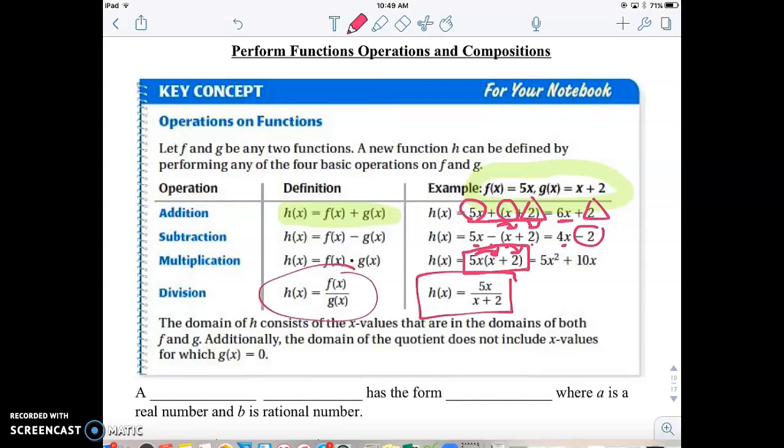Next thing we want to start to apply is domain. So we had you review domain and range prior to this lesson because of this. So the domain of h consists of the x values that are in the domains of both f and g. Additionally, the domain of the quotient does not include x values for which g of x equals 0. So there are two main things we look for when we're talking about domain, two main problems. The first one are even roots. If we have a square root, a fourth root, a sixth root, etc., we can't have negative numbers underneath, because if we have negative values under an even root, then we would get the imaginary value, or it wouldn't be possible. We don't have any real solutions to those problems.